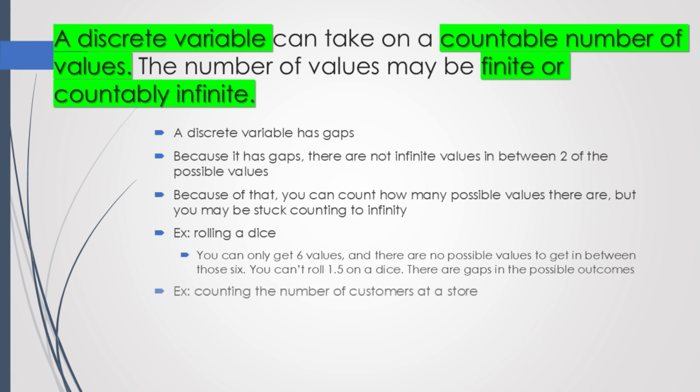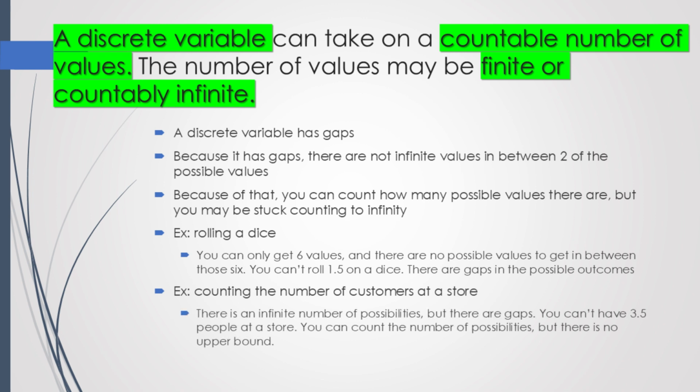Another example is counting the number of customers at a store. There is an infinite number of possibilities, but there are gaps. You can't have 3.5 people at a store. You can count the number of possibilities, but there is no upper bound.